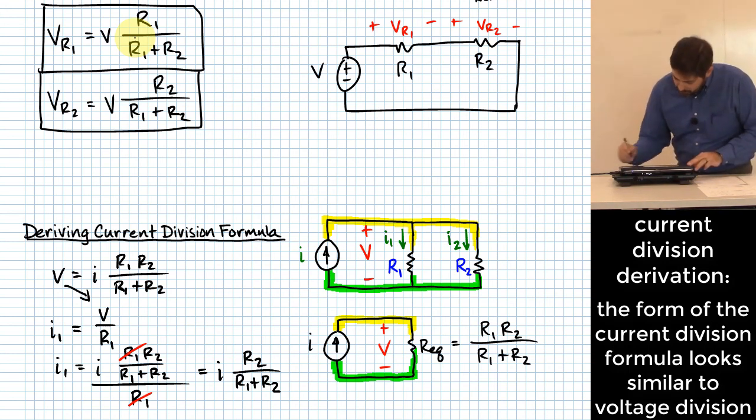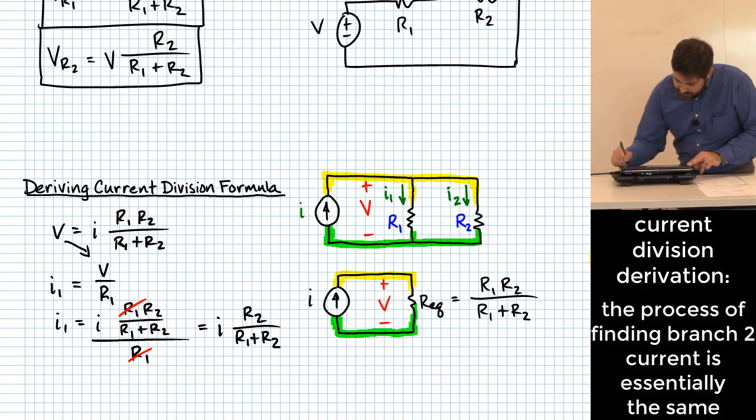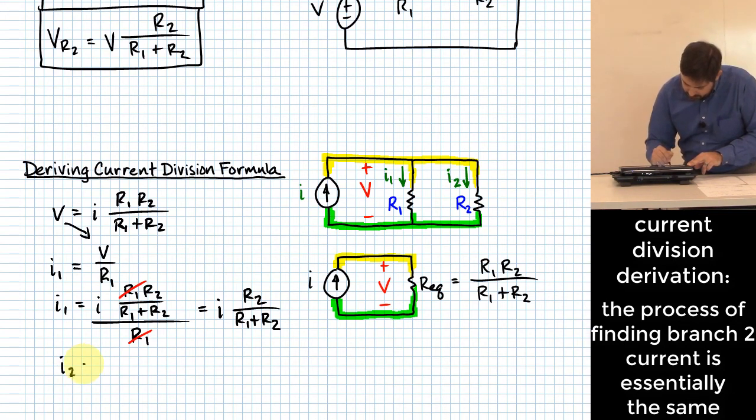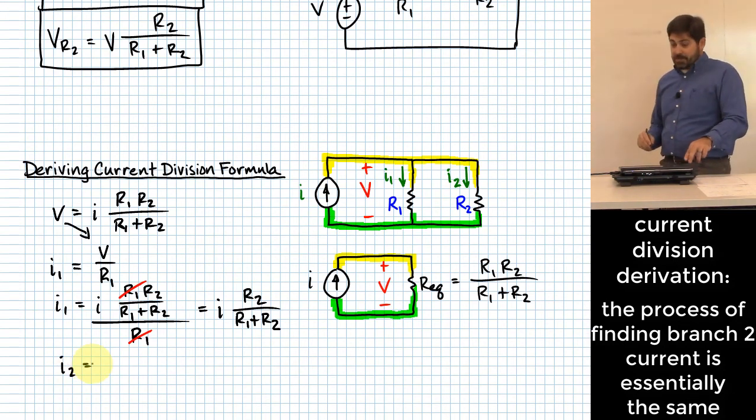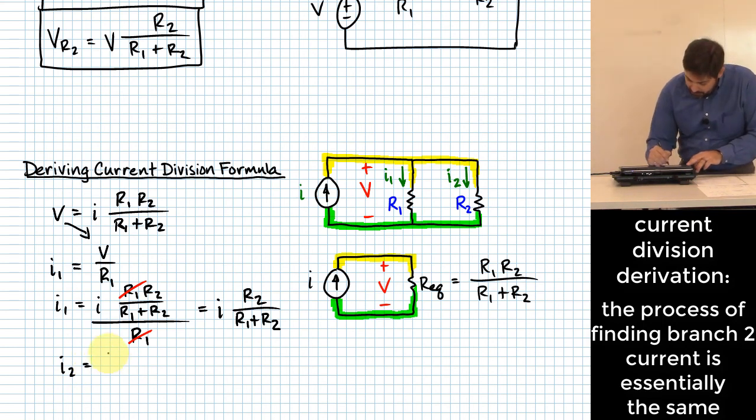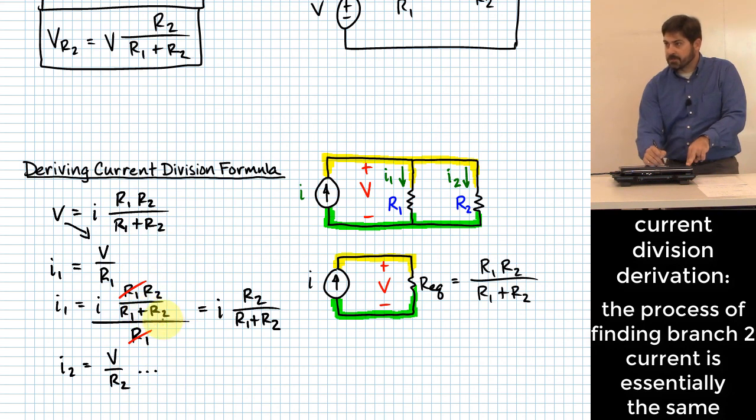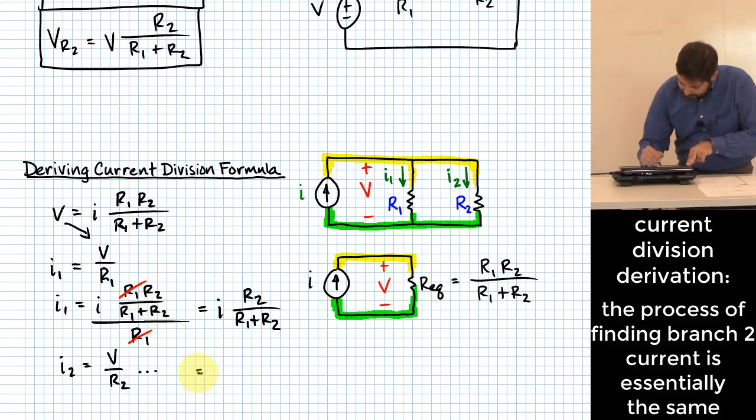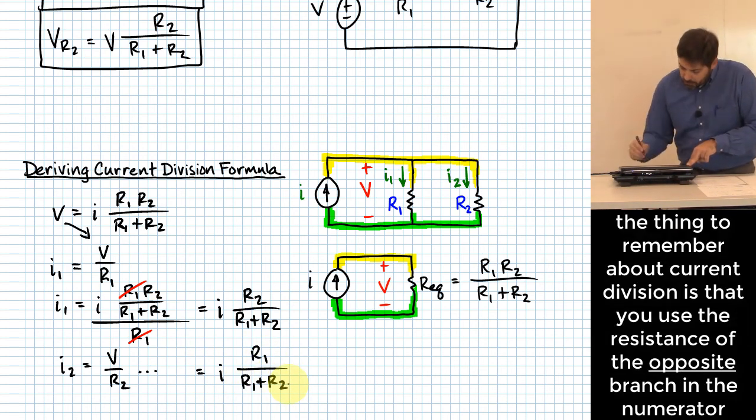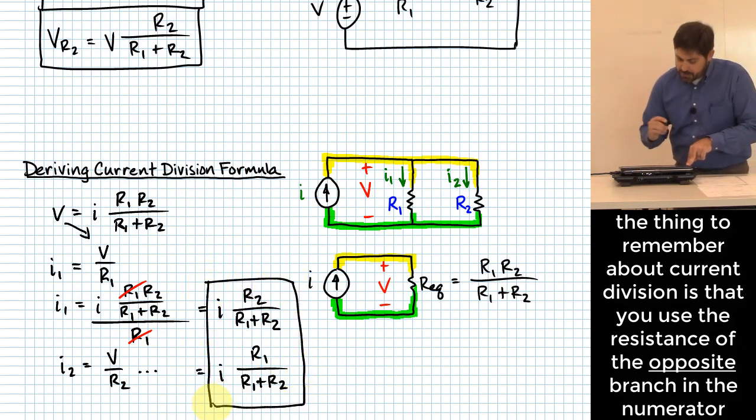Okay? So, what if I want I2? What do you think that winds up being? You could show it to yourself, right? But it would be based on V over R2, and so on. Same kind of principle after that. We would cancel R2s instead of R1s, and we would end up with I times R1 over R1 plus R2. So those are the equations or the relationships we will use for current division, right?